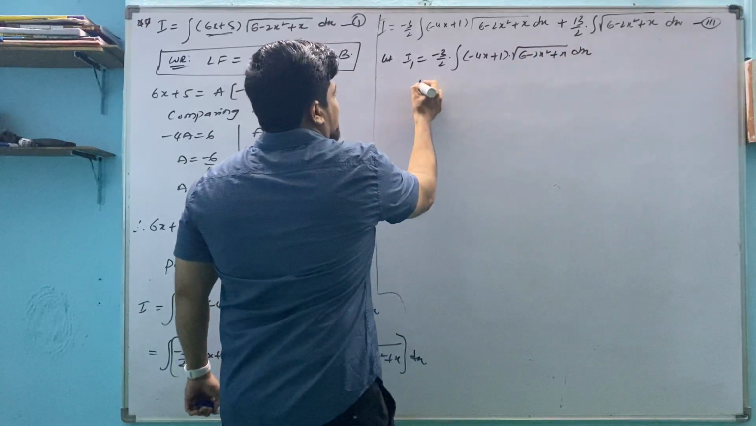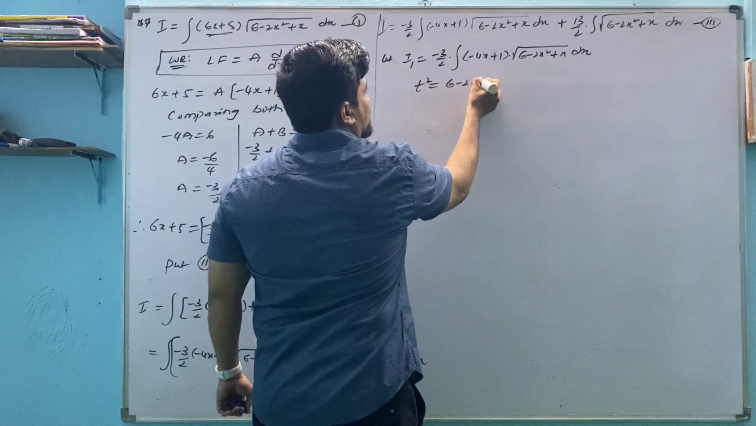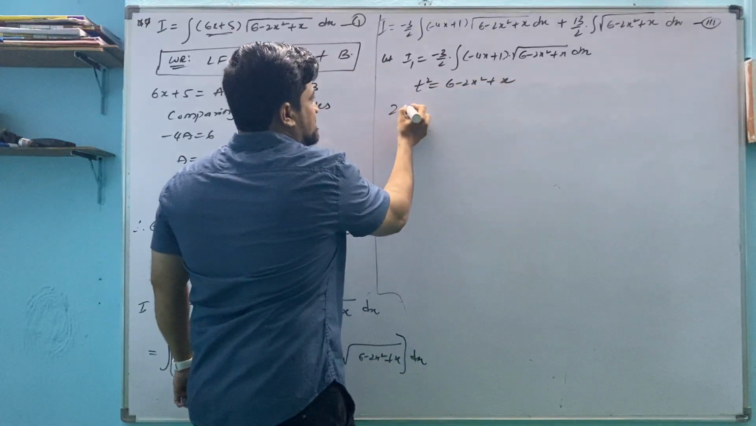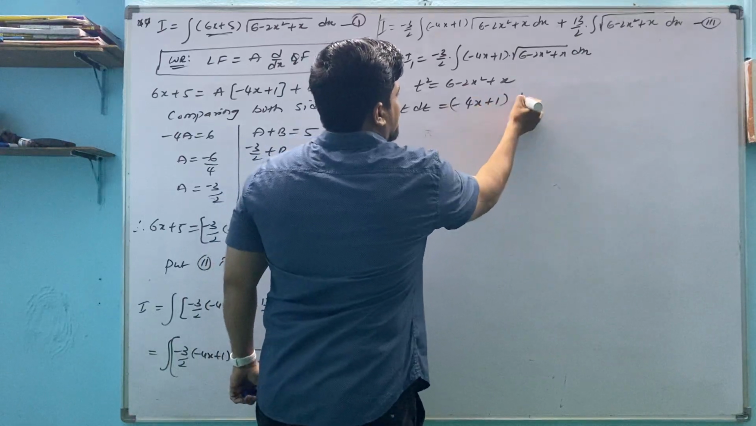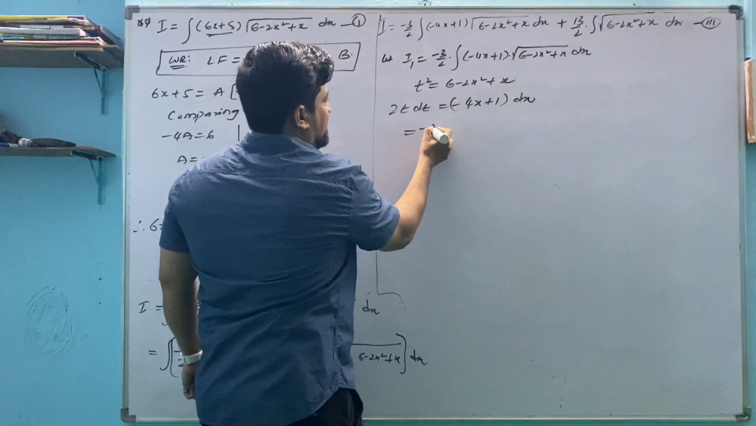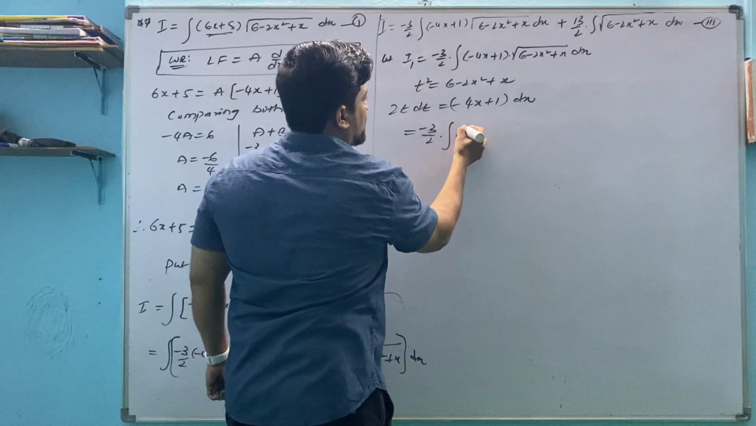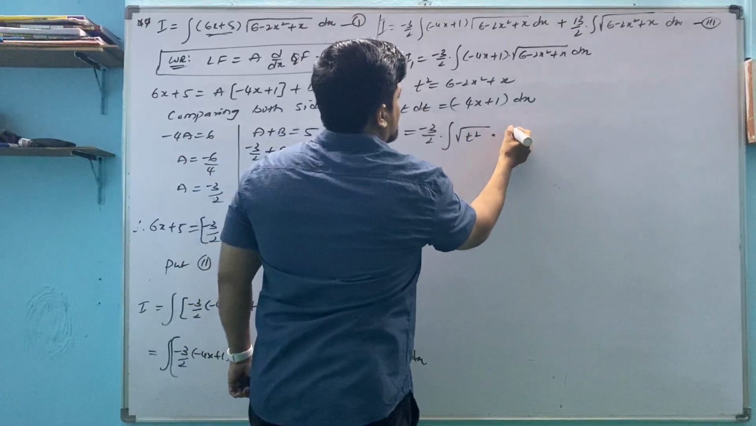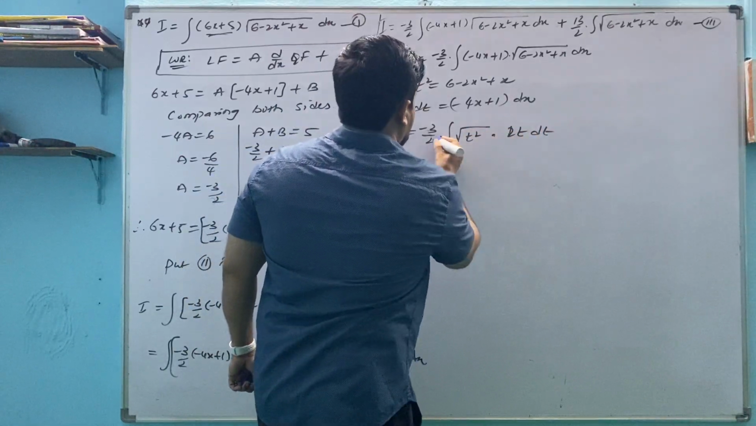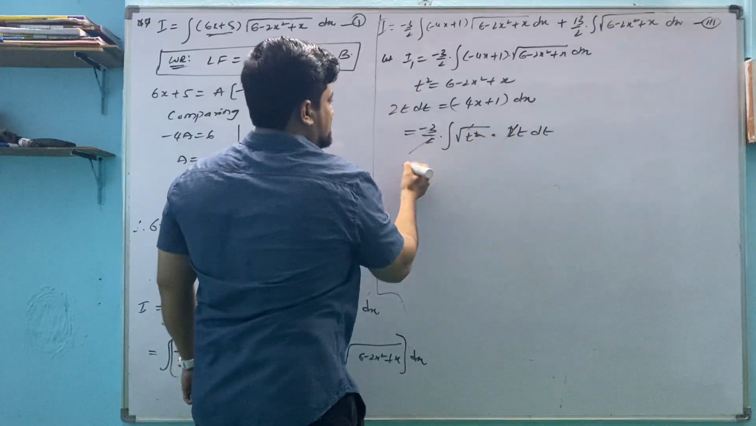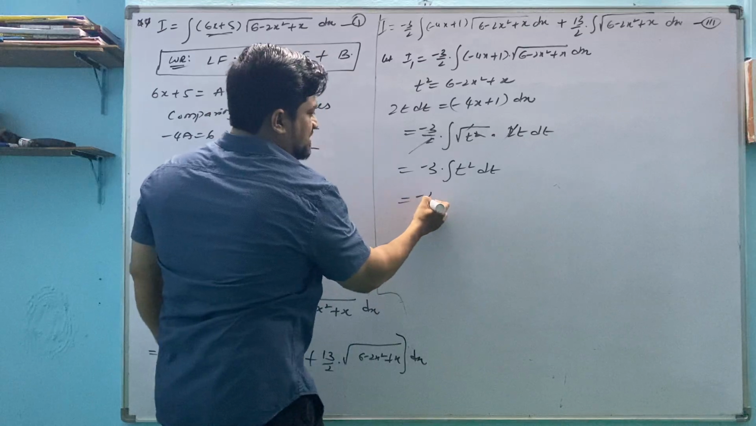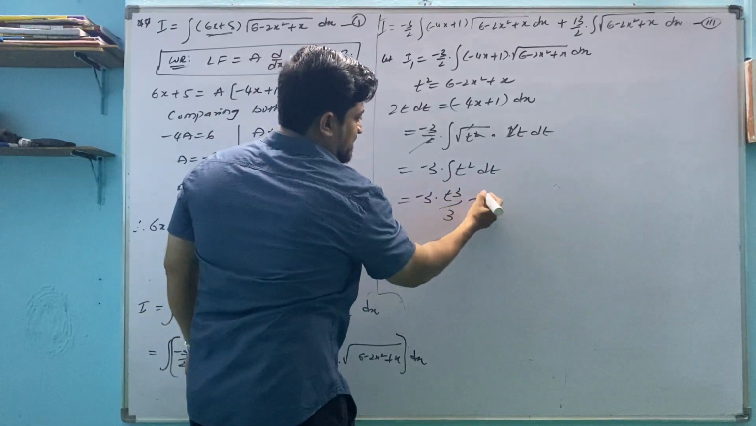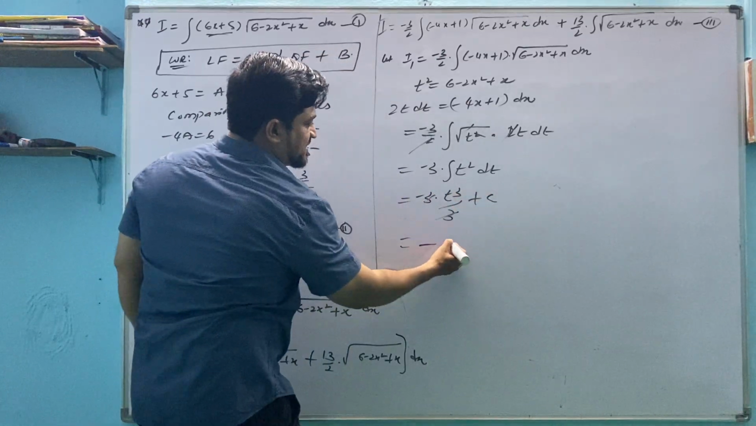In the substitution method, the inner root value is taken as t square. This is 2t dt, 2x is 4x plus 1 dx. Now this is minus 3 by 2 integral root t square into 2t dt. 2 cancelled, square root cancelled. Minus 3 integral t square dt. Integral of t square is t cube by 3 plus c. 3 cancelled. Minus t cube.